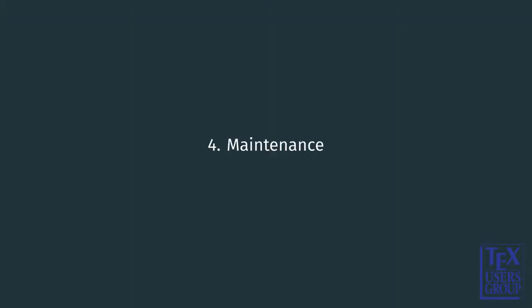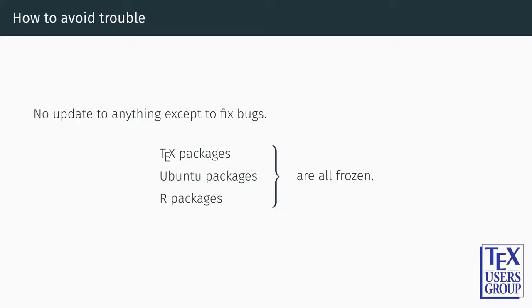We've seen how careful we are not to automatically upgrade projects to the latest TeXLive version, but packages on CTAN change all the time, and any change in a package could break some projects. So how do we deal with this? It's actually quite simple. We just don't update CTAN packages. We actually don't update anything in the image. Not TeX packages, not Ubuntu packages, not R packages.